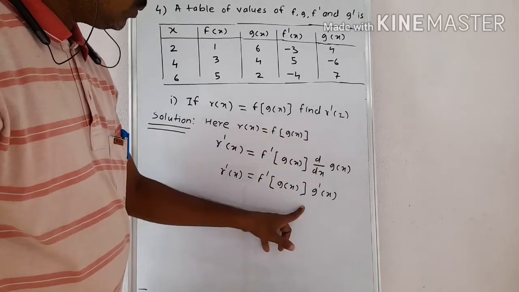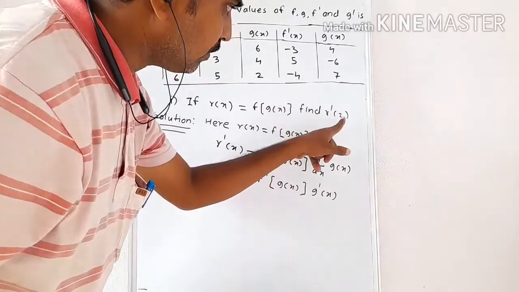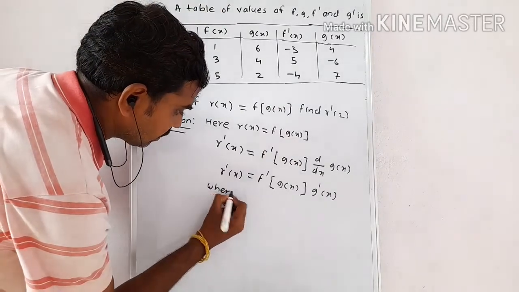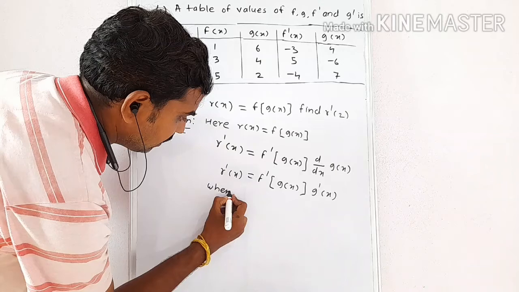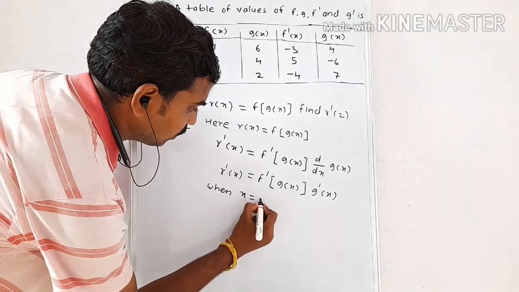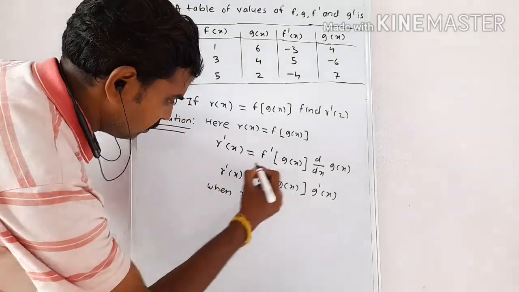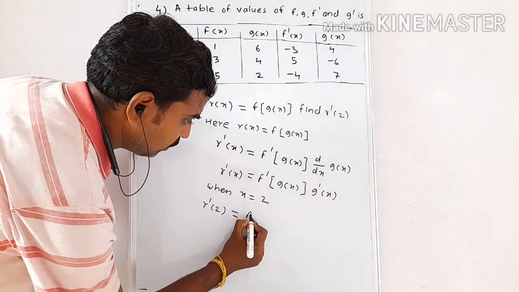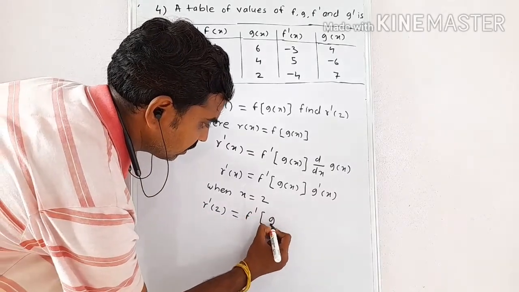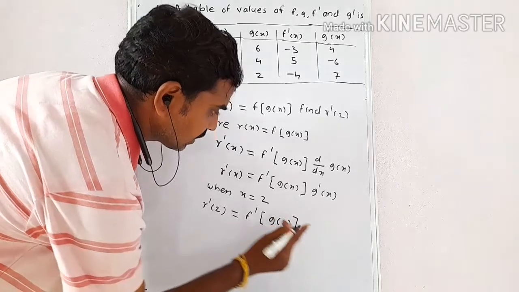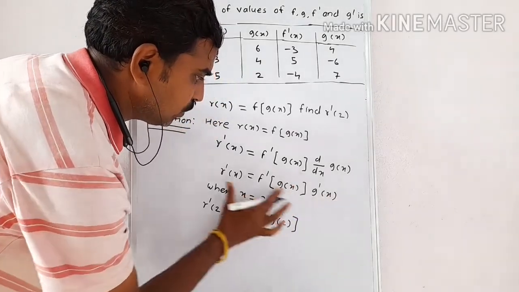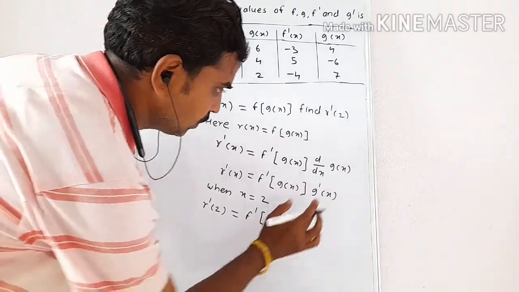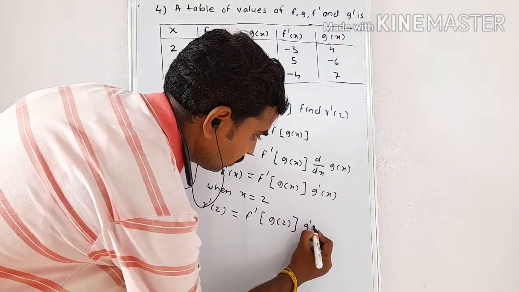Now, by using this formula, we have to calculate the value of r dash of 2. When we substitute x equal to 2 in this formula, we get value for r dash of 2. That is, we have to write here f dash of g of 2. We have to only replace x by 2 in this formula. Therefore, we get r dash of 2 equal to f dash of g of 2 and g dash of 2.